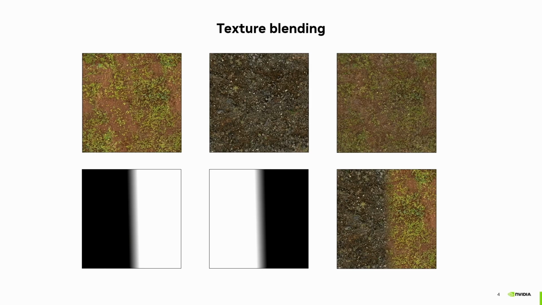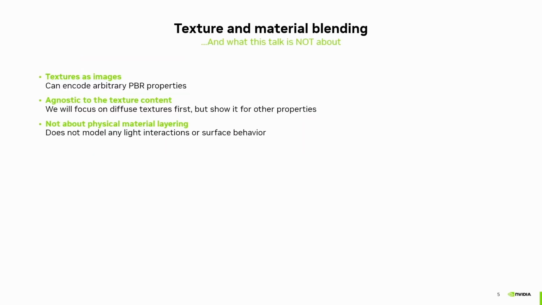And in this talk, I will focus on textures as images, as encoding arbitrary PBR properties, but I will not care about what's encoded in them. I will focus first on diffuse textures, but I will also show that it works for normal maps and other PBR properties. So let's not talk about physically based materials, physical material layering, interfaces, interactions, any of the cool stuff that people should be working on in 2025. No, it's about old school texture blending.